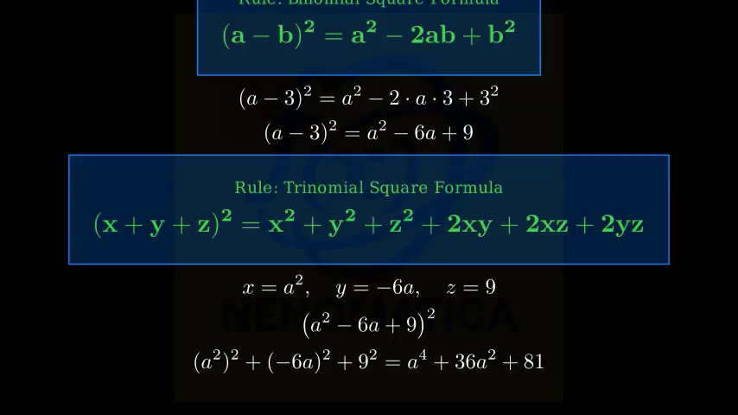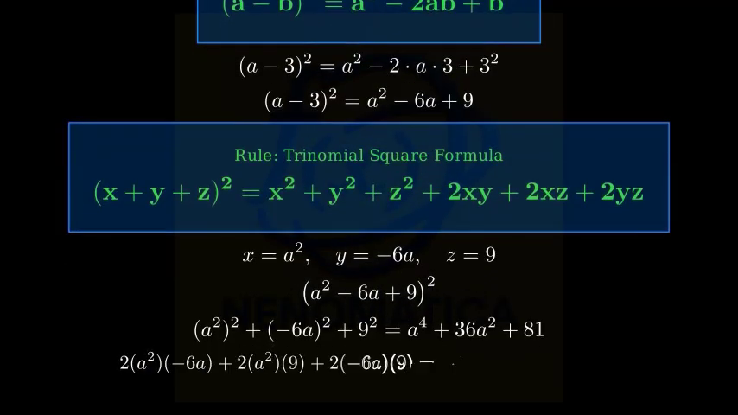Now, we need to add the cross terms. We have 2 times a squared times negative 6a, which is negative 12a cubed, plus 2 times a squared times 9, which is 18a squared, plus 2 times negative 6a times 9, which is negative 108a. Now, let's combine all the terms to get our final expansion.